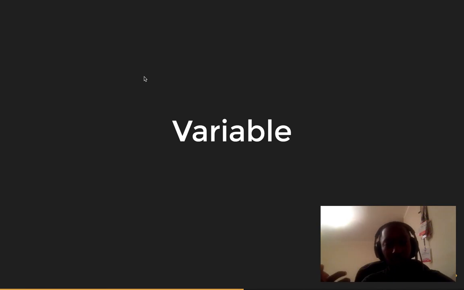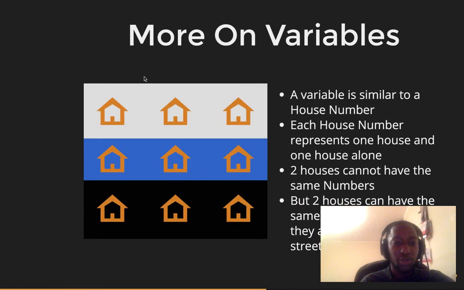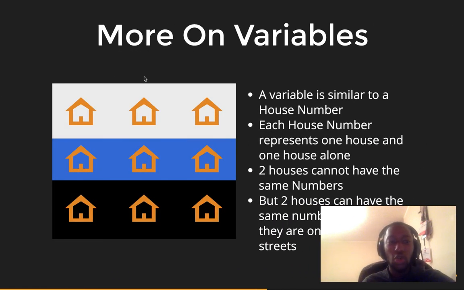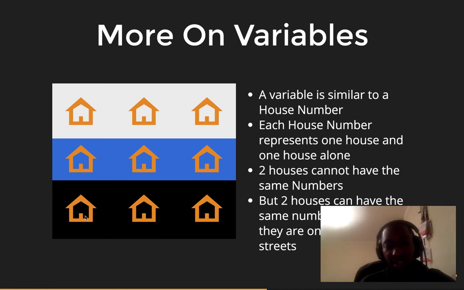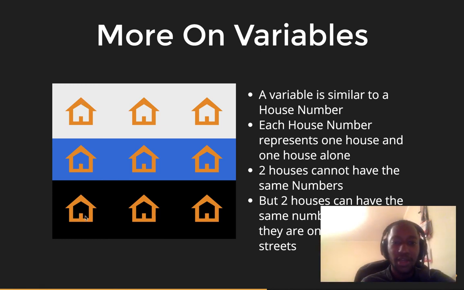We talked about variables, what a variable is. It's just a placeholder. We talked about the house analogy. We can have 3 different streets, but you can't have 2 house numbers on the same street, while you can have house number 1 on different streets. And that's how variables work.